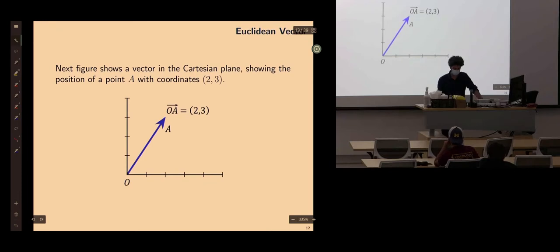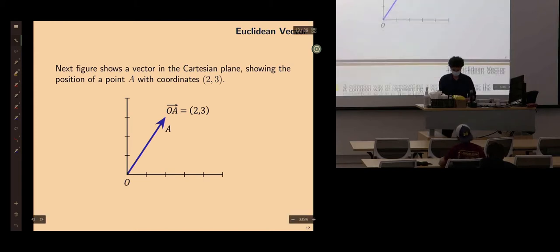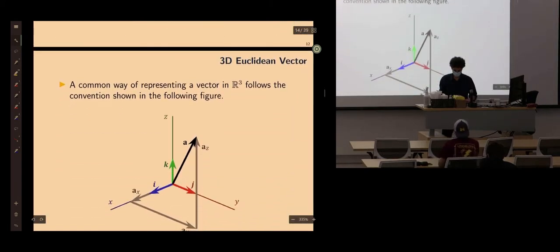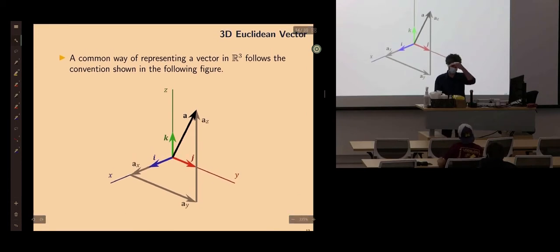Euclidean vector in 2D. So if I call the origin again O, and I have a point A, actually every point is a vector as well, right? In the Euclidean space, we can identify every point as a vector relative to the origin, right? So there is a vector that connects the origin to that point. What about the 3D space? Same idea, you just have 3 directions.